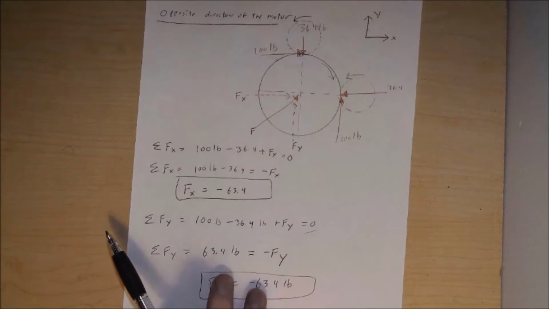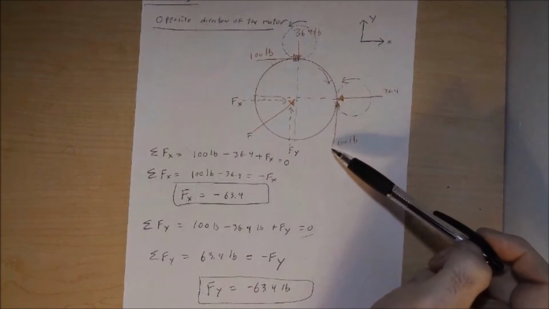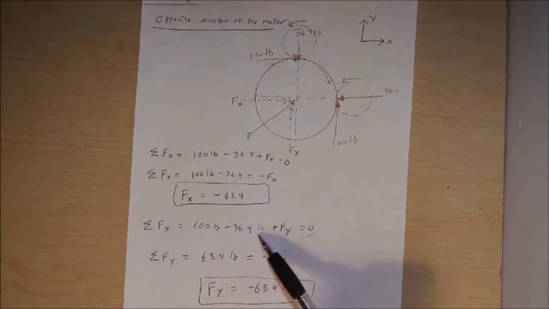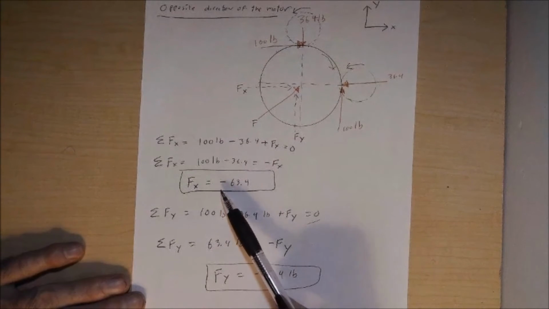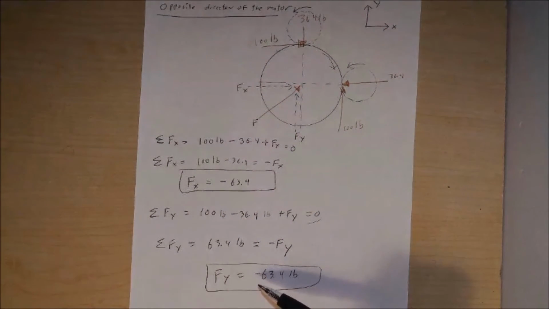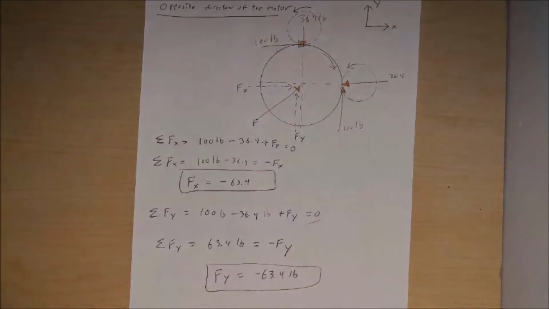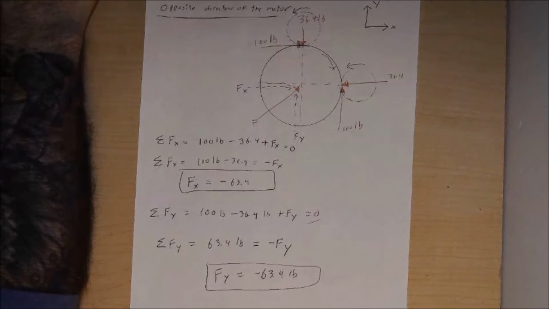Then we come down here and we do the same thing where we do the summation of forces in the y direction. In our y direction, what we have here is a negative 36.4 and a positive 100 and a positive Fy. So 100 minus 36.4 plus Fy is equal to 0, or our F sub y is equal to negative 63.4 pounds. So this gives us different values for F of x and F of y for our support. And we can see now this is in the negative direction, so we've assumed the opposite direction with our support pieces there. So that's one of the main differences there when we get to our F of x and our F of y.